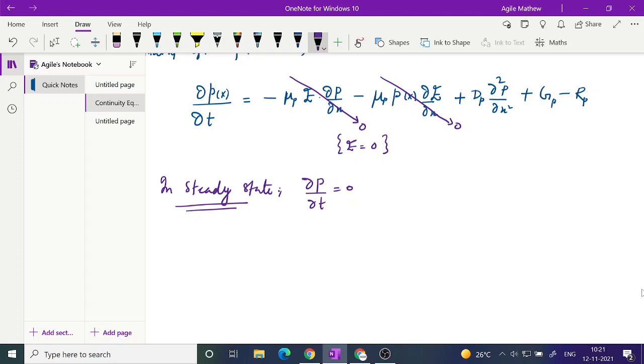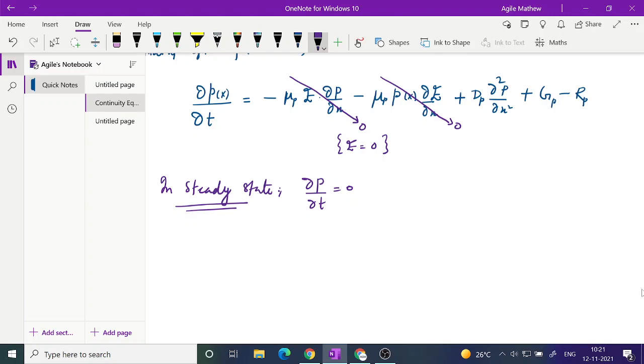That is true after some amount of time has elapsed, after the transients are gone. This is just like the voltage on the capacitor in the steady state, which you study in network theory. Similarly, here we are looking at the concentration at a particular point, the steady state value. So the LHS goes to 0.